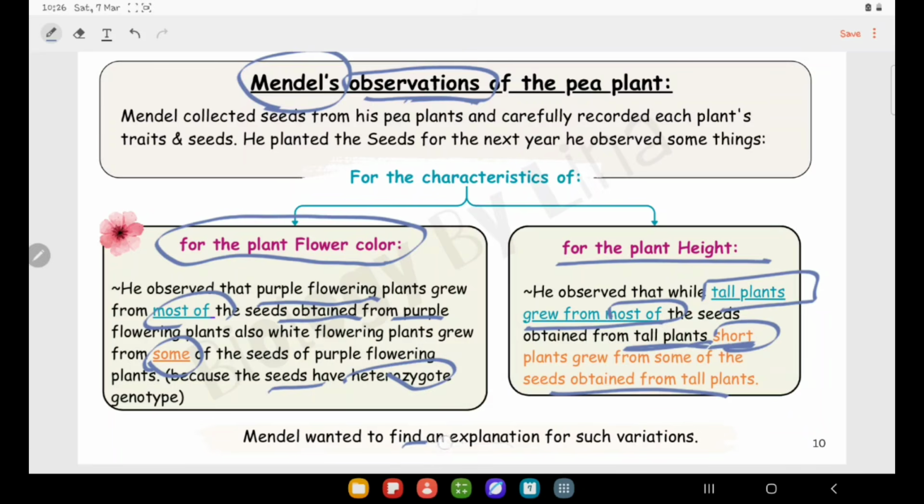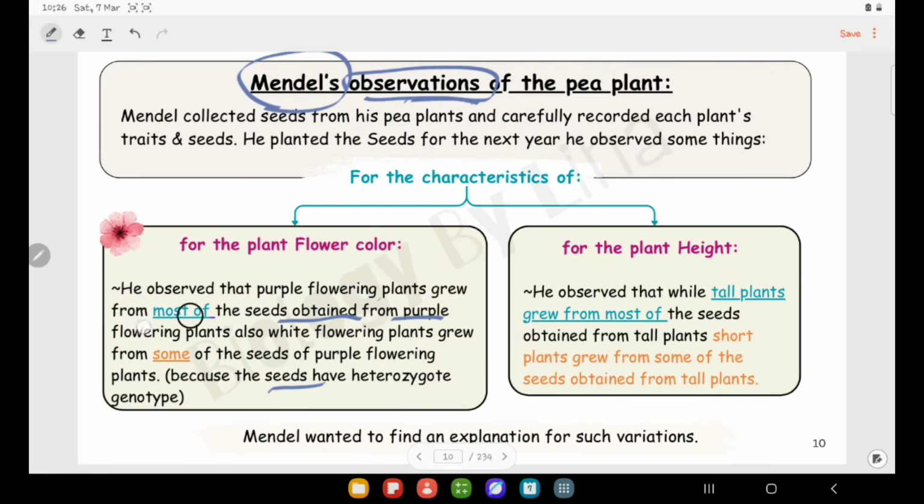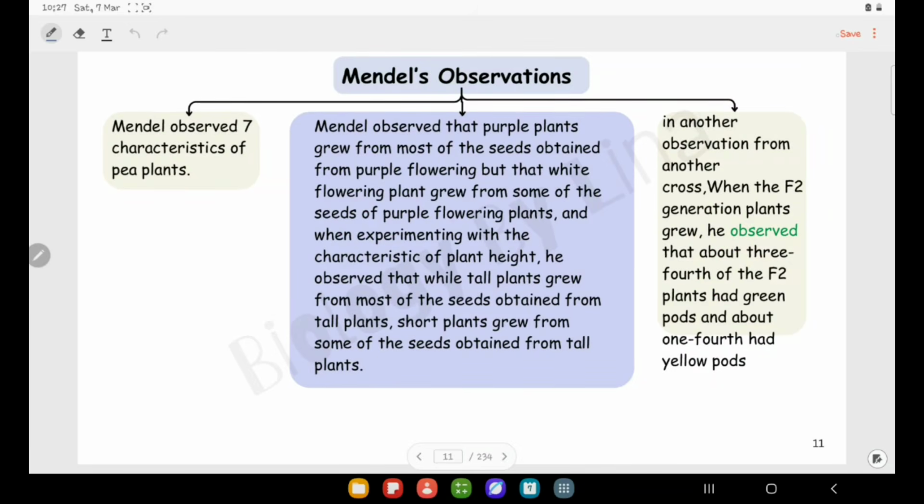So he wanted to find an explanation for these variations, these differences that he found in his experiment. For example, when he grew the seeds of a purple plant, they mostly grew to purple, but some of them grew to a white flower plant. And for the height of the plant, the same thing happened. When he planted the seeds, mostly they grew to tall plants, but some of them grew to short plants. He wanted to find an explanation for these variations that he saw.